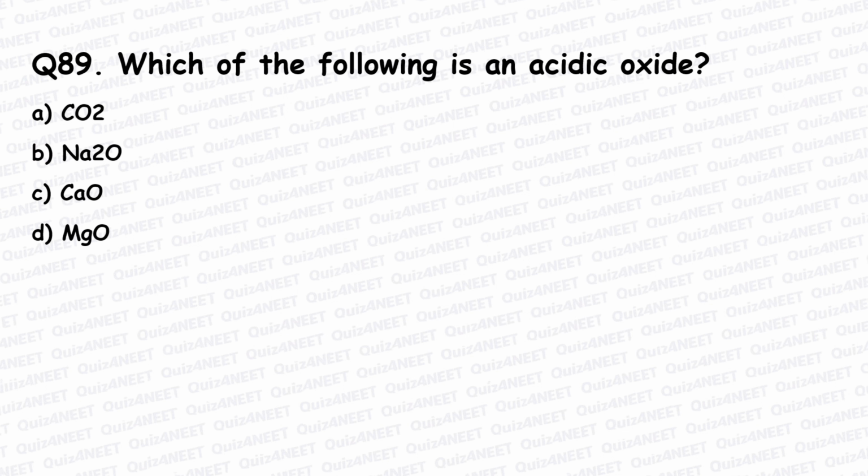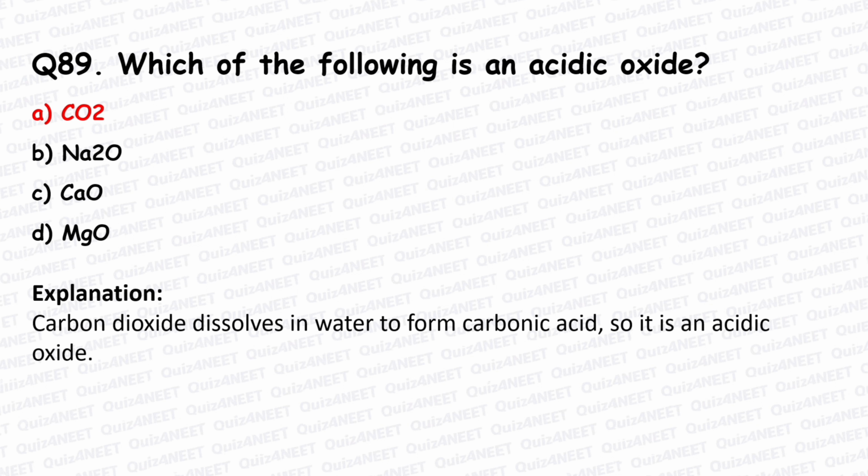Q89, which of the following is an acidic oxide? A, CO2, B, Na2O, C, CaO, D, MgO. Answer: CO2. Explanation: carbon dioxide dissolves in water to form carbonic acid, so it is an acidic oxide.